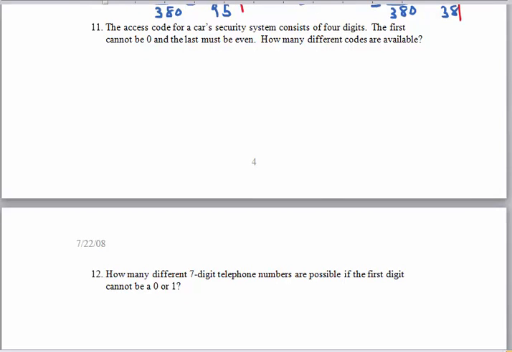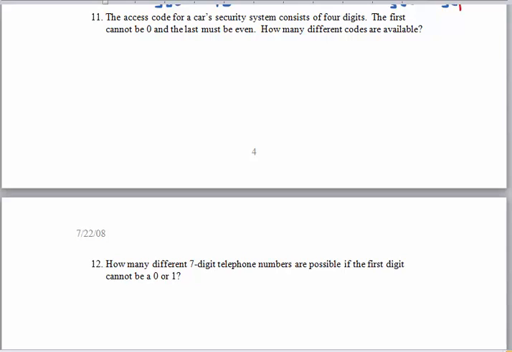Now 11, it seems like now we're into these counting principle and permutation and combination problems. So 11 is just really a counting principle problem. The access code for a car security system consists of 4 digits. So you have 4 slots, right? I call this slot and choice. I have 4 slots, 1 for each digit, digit 1, digit 2, digit 3, digit 4. The first cannot be 0 and the last must be even. How many different codes are available?